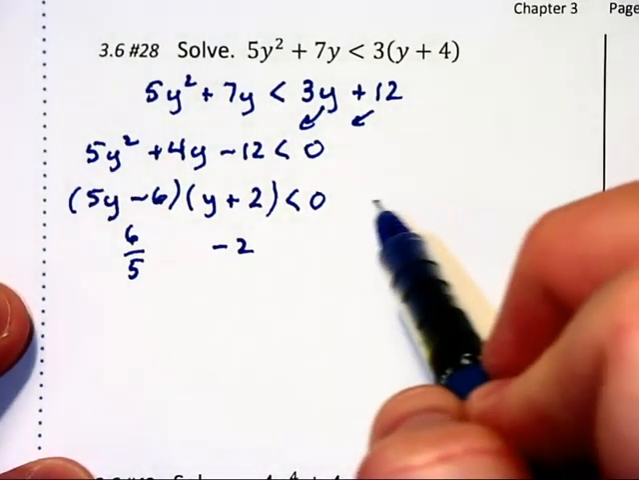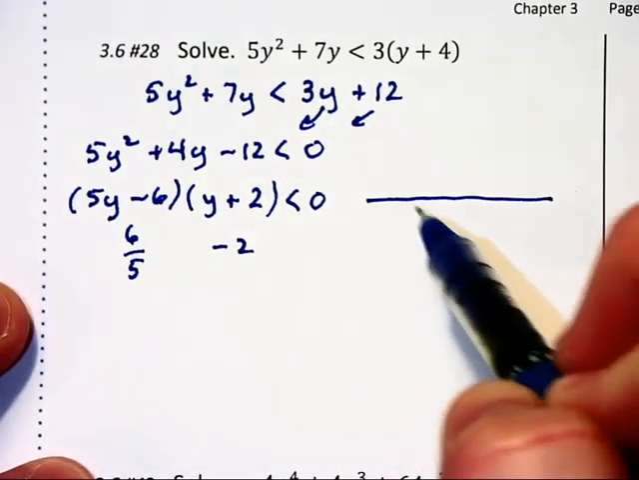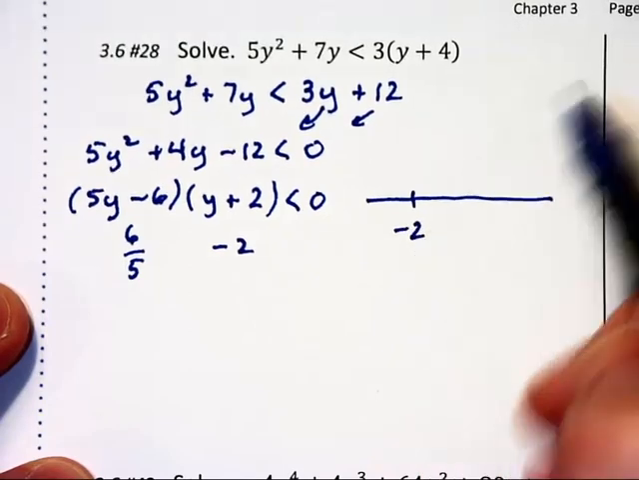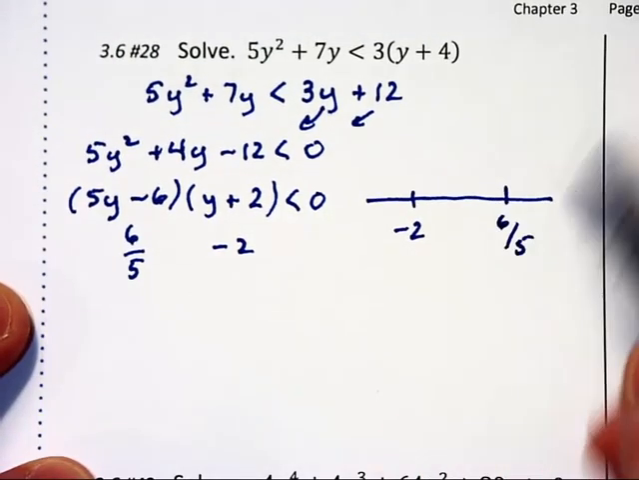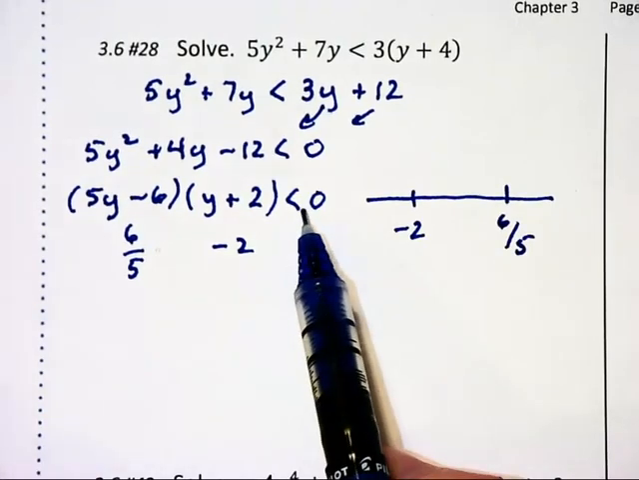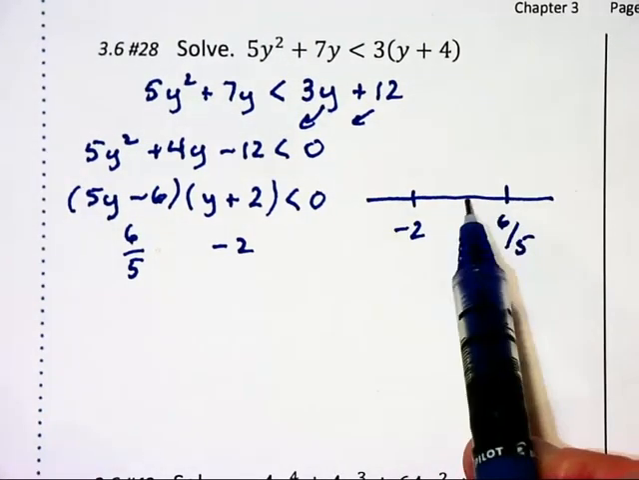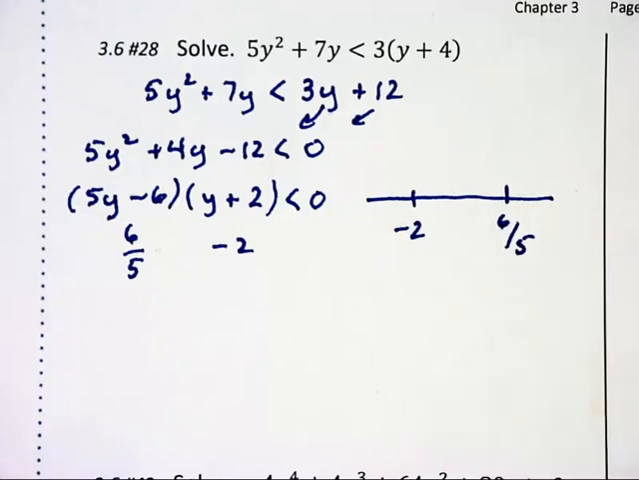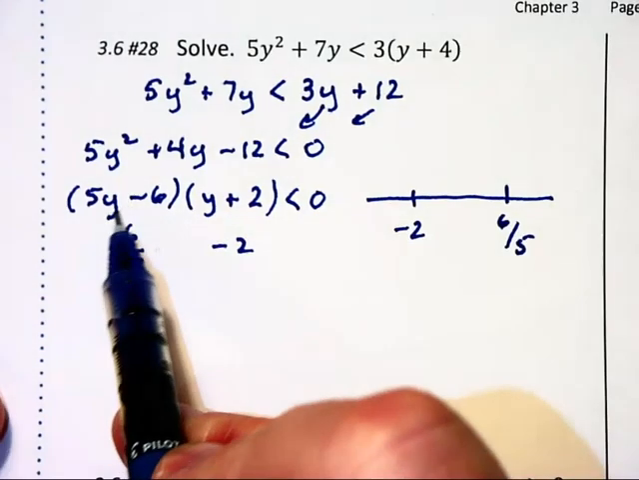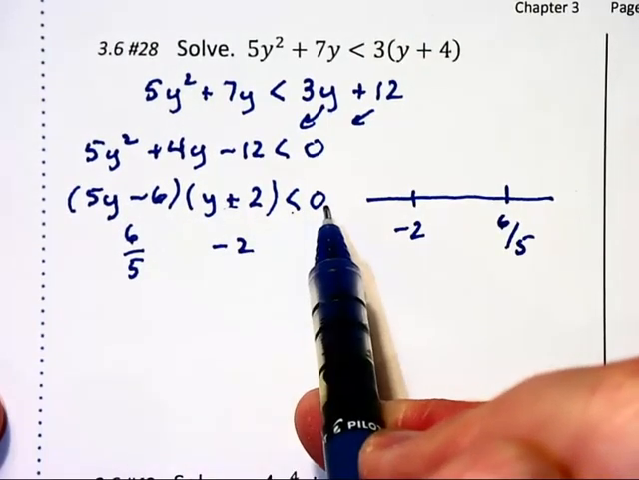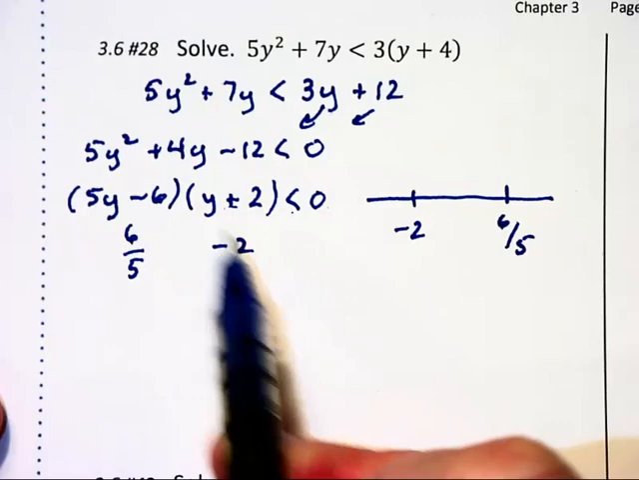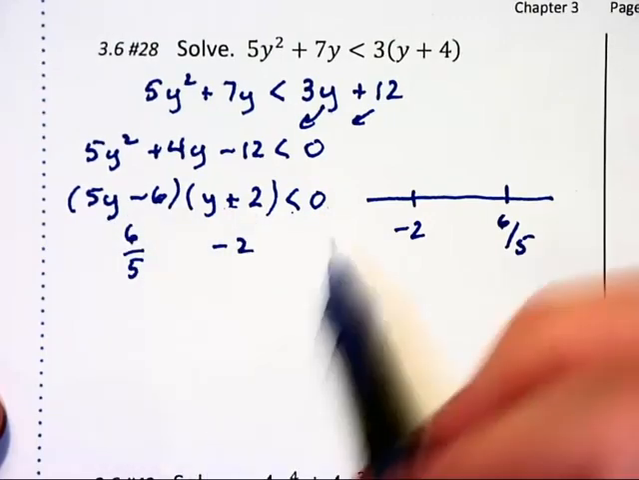Now, if this were an equation, on the number line we would have our solutions at -2 and 6/5. But because this is an inequality, our answer will be in the regions to the left, middle, or right, and that's where we've got to do some analysis. We know that the product of these two parentheses must be negative. So let's look at the sign of the parentheses within those intervals.